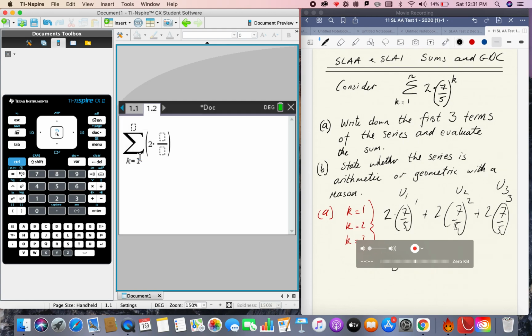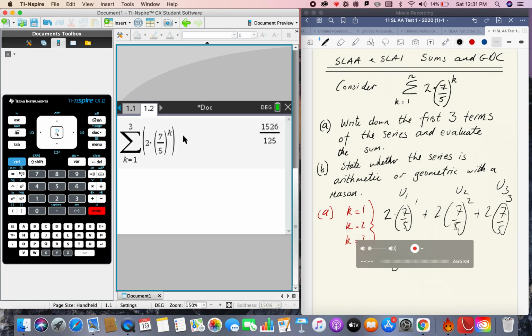Looks like the laptop's being a bit slow here. 7 here and 5 here, but the 7/5 is in a bracket, so make sure we get that in a bracket, and then this is powered up to k. And we want the sum of the first three, so k is 1, k is 2, k is 3, and we just go ahead and evaluate it. And there's the answer.